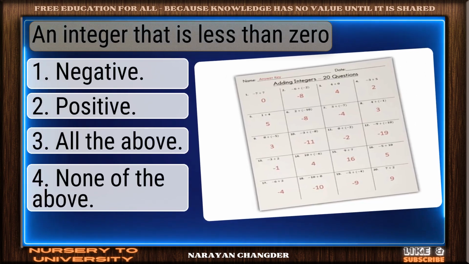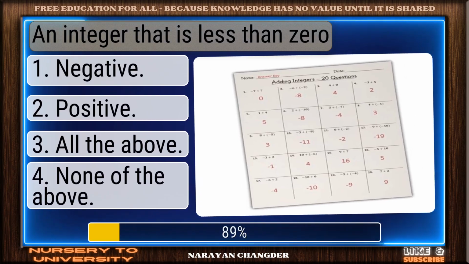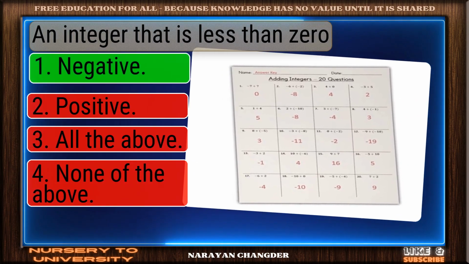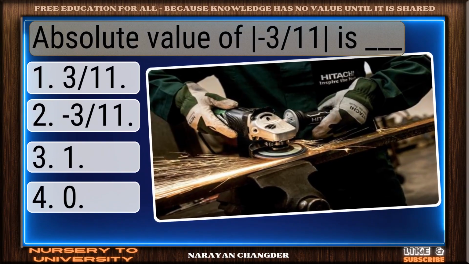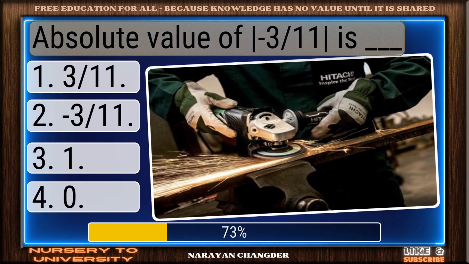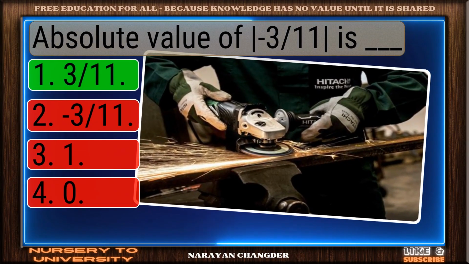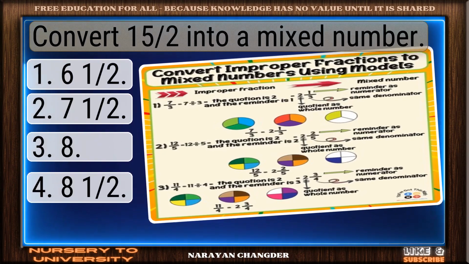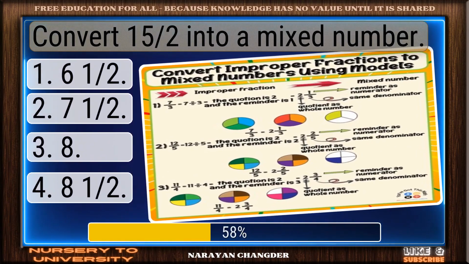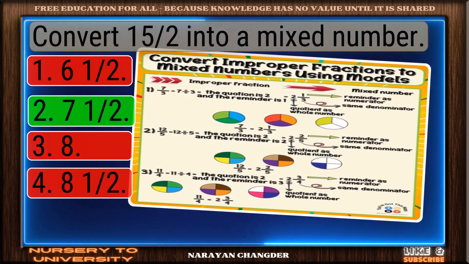Question number 103. An integer that is less than 0. Right choice. Negative is the best answer. Question number 104. Absolute value of 3/11 is dash. Right again. 3/11 is a valid answer. Question number 105. Convert 15/2 into a mixed number. Valid point. 7 1/2 is true.